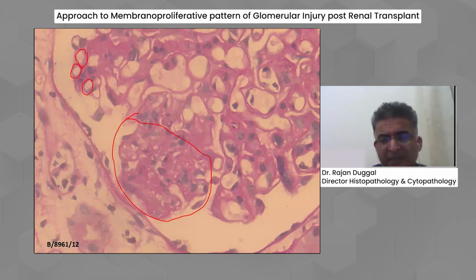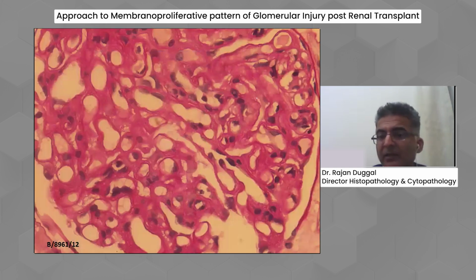So there is an FSGS lesion, but now we have to look at the other areas of the glomerulus which are non-sclerosed. In the other areas of the glomerulus, we are seeing these lymphocytes within the glomerular capillary loops. So presence of lymphocytes within the glomerular capillary loops suggests evidence of endocapillary hypercellularity, or in a transplant setting, if we are considering a possibility of chronic AMR, then we have to label this as glomerulitis.